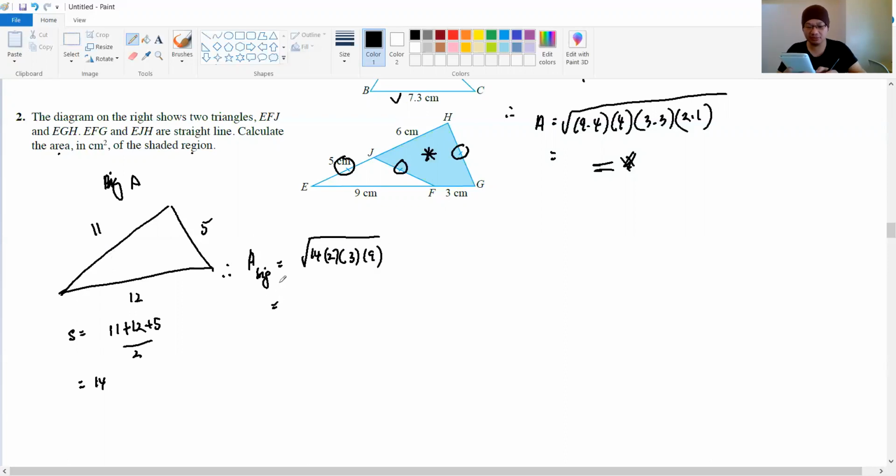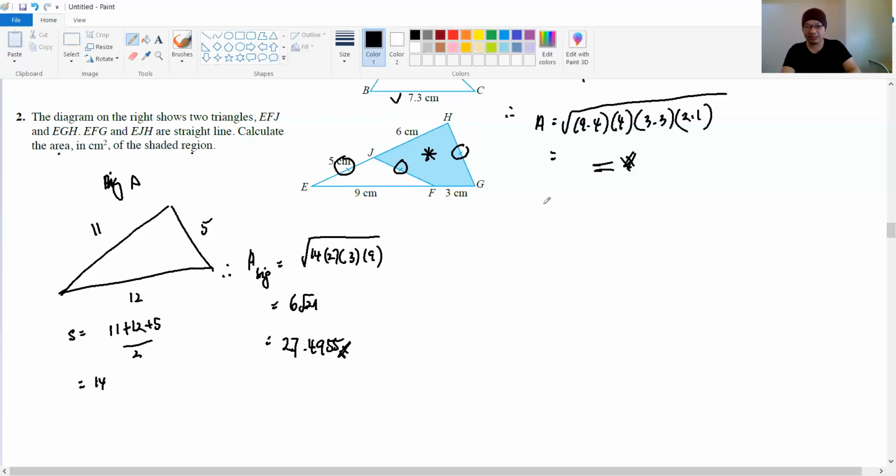So the answer will be 14 times 2 times 3 times 9 square root, answer 6 square root 21 from this calculator, and then we can convert to become decimal point 27.4955. Okay, that is your first value. Now how about the small triangle here?